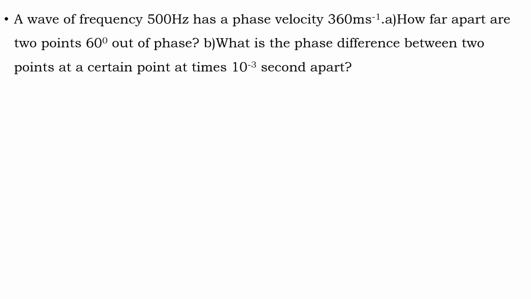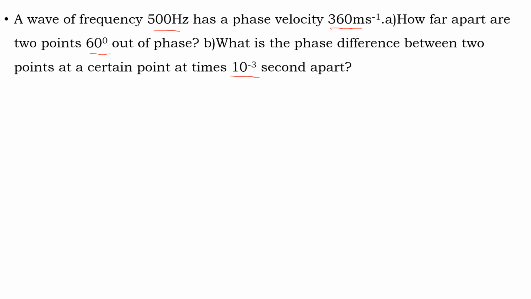Dear students, today we are going to solve problems related to waves. The first question is, a wave of frequency 500 Hz has a velocity 360 meter per second. How far apart are 2 points 60 degree out of phase? What is the phase difference between 2 points at a certain point at times 10⁻³ second apart?